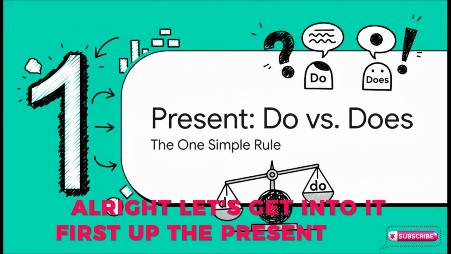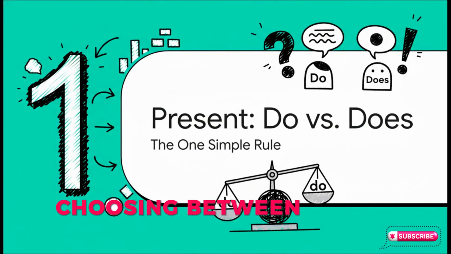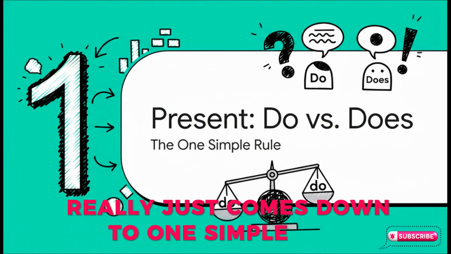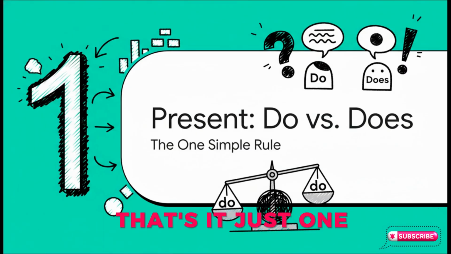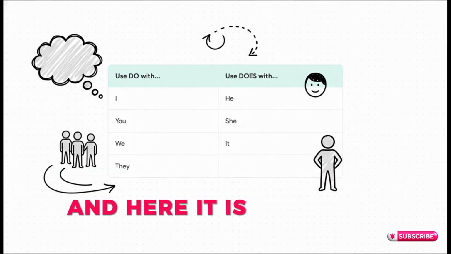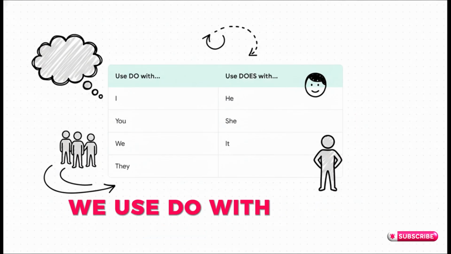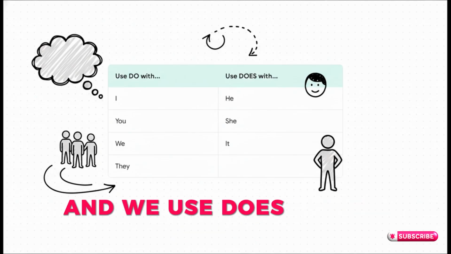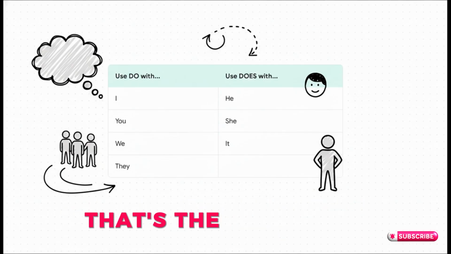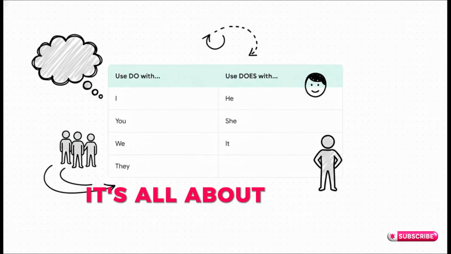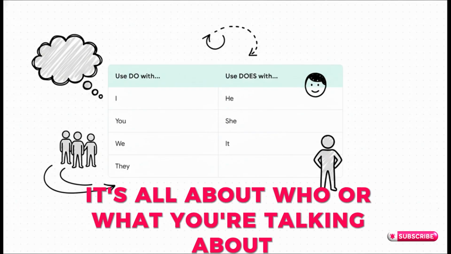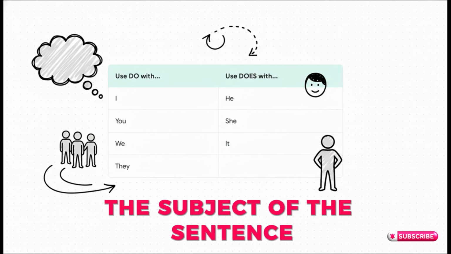First step, the present tense. Choosing between do and does really just comes down to one simple rule. That's it, just one. And here it is. This is the whole secret. We use do with I, you, we, and they, and we use does with he, she, and it. That's the entire rule. It's all about who or what you're talking about, the subject of the sentence.